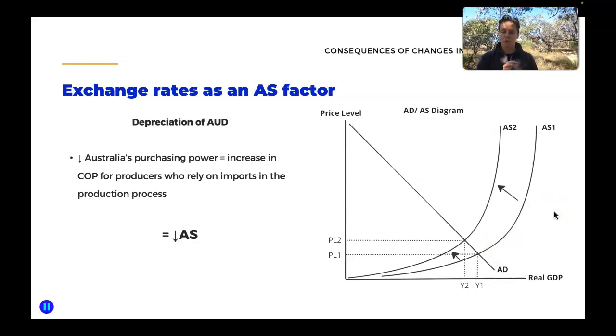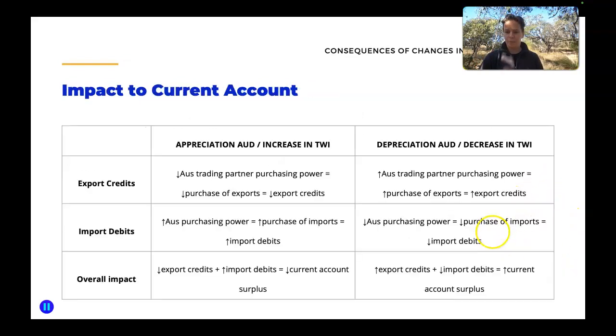And once again, this is the same story in opposite, except we've got a depreciation of the Aussie dollar that decreases Australia's purchasing power. That's not great for Aussie producers that rely on imports in the production process. We're going to see an increase in the cost of production and a decrease in AS. And so we have all the opposite outcomes. We have an increase in inflation, a decrease in output, and an increase in unemployment. So using the exchange rate as an AD or an AS factor gives you really clear links to the goals. Top tip, don't do them both. Don't treat it as an AS and an AD factor and shift multiple curves at the same time. Commit to one story and tell it well.